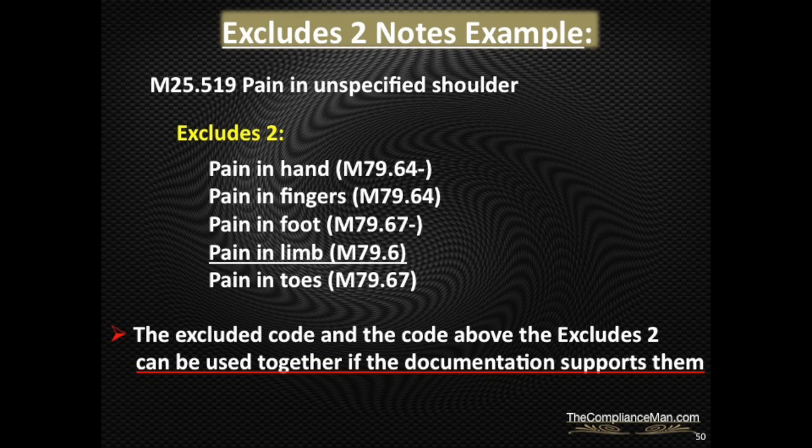To give you an even better example, we have M25.519, pain in unspecified shoulder. Underneath that, in the tabular list, you'll see pain in hand, pain in fingers, pain in foot, pain in limb, pain in toes. But for this example, we're going to use the pain in the limb, and I'm going to show you how the two codes can be used together if the documentation supports them.